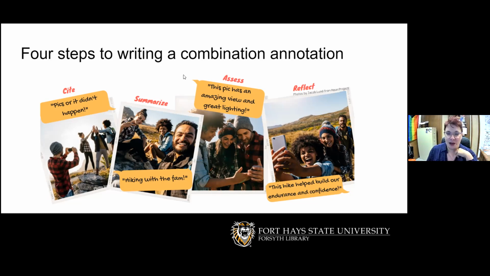You assess, which in our social media would say, this is the best picture because the light is coming from this angle and you can see this great view. So you're looking at which are the quality photographs to include in your social media. And reflect. You might talk about how awesome the hike was and how it was 2 miles longer than you usually do, and you feel great about that. So this is the type of thing that we're going to do for our annotated bibliography. And I'm going to talk about all these steps in turn.